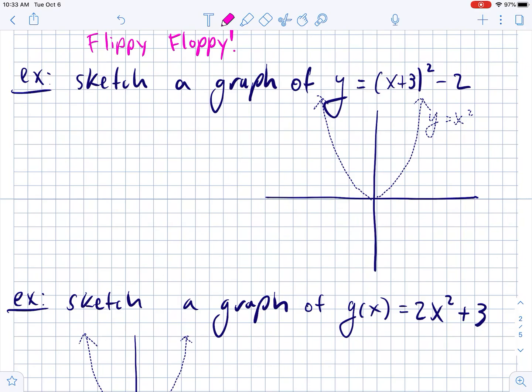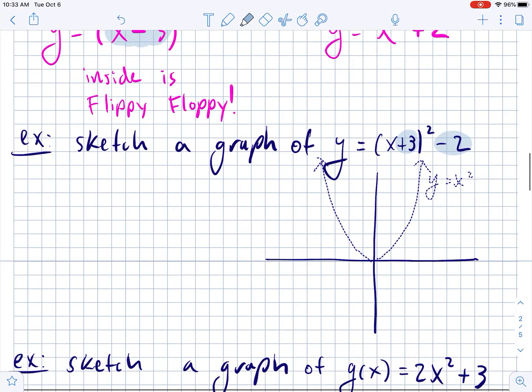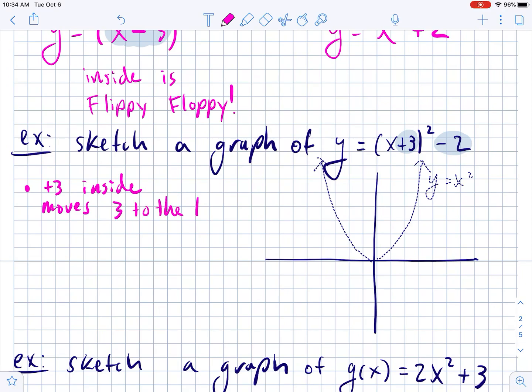So let's use all that knowledge to sketch a graph. Sketch a graph of y equals (x + 3) squared minus 2. First of all, I started a graph with a little ghosty parent parabola here. But when we look at this equation, I see 2 transformations that have happened. There's a +3 inside and a -2 outside. So let's just list what that would do. The +3 inside moves the parabola 3 to the left. Remember, that's that flippy-floppy relationship, so it actually goes 3 to the left.